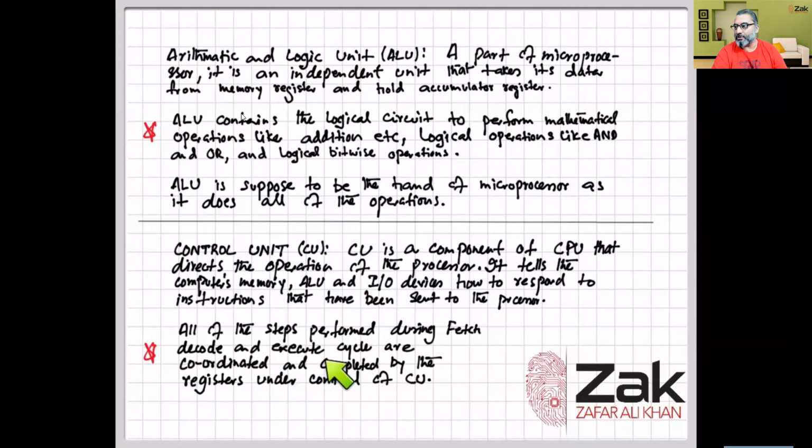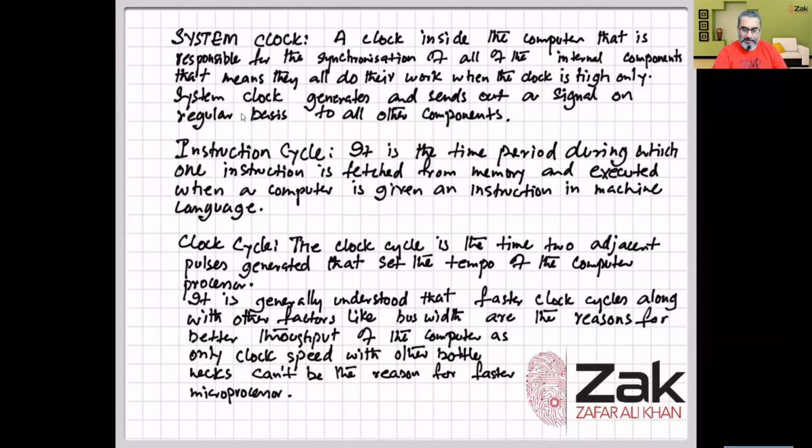So without the control unit, nothing could happen. All input, output, and everything. The fetch, decode, execute cycle all happens using the control unit. Then the system clock is a clock inside the computer that is responsible for the synchronization of all the internal components.